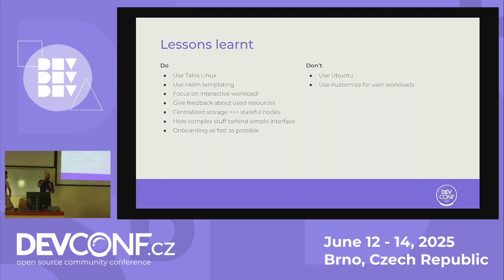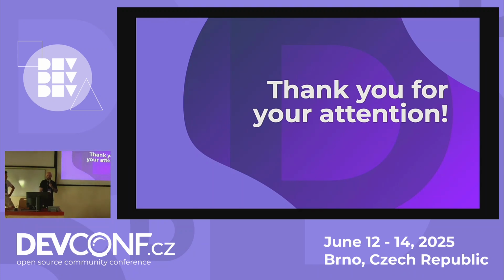Hide complex stuff behind simple interfaces, meaning that the researchers don't want to write their own deployments for the pods and apply them manually. They want something they can click and have it spin up. So that's why we use Coder. And also onboard as fast as possible and as simple as possible, because if you have a lot of manual steps, they will get angry and you will have a lot of tickets. So everything that can be automated, and yeah. That's about all from us.